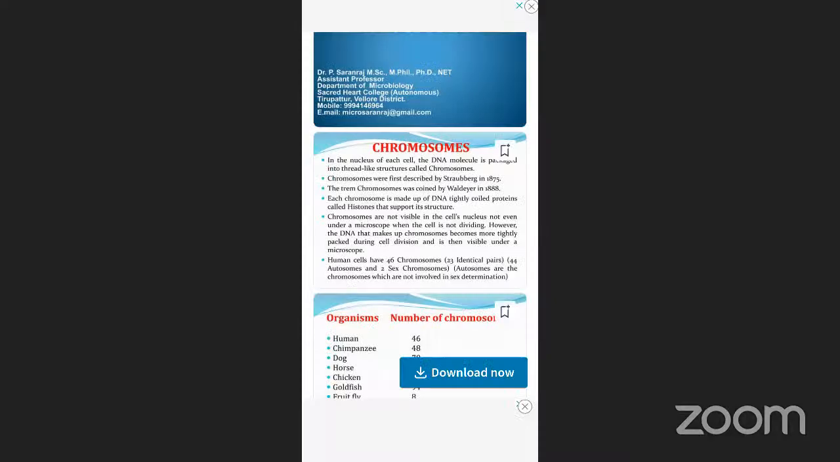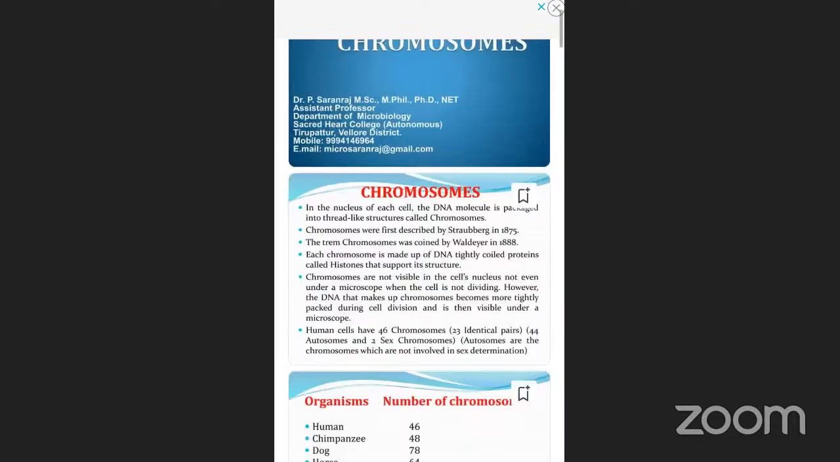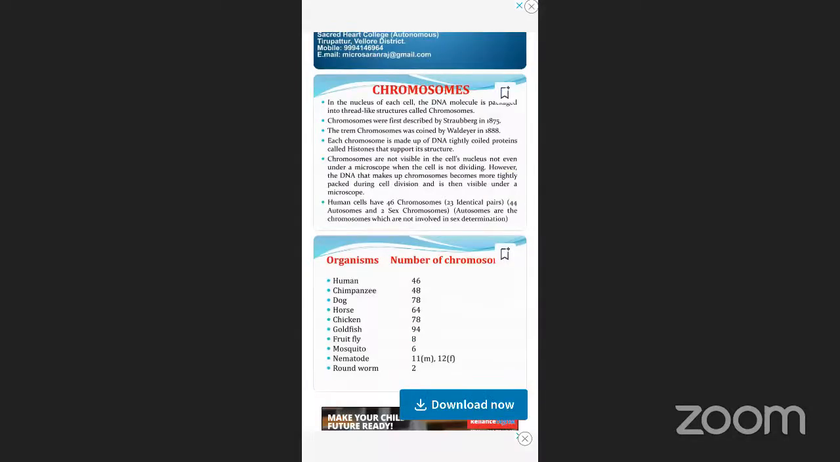Chromosomes are in the nucleus of each cell. The DNA molecule is packed into a thread-like structure, which is also called a chromosome. Chromo means color, different types of color. In the nucleus of each cell, the DNA molecule is packed into thread-like structures also called chromosomes.